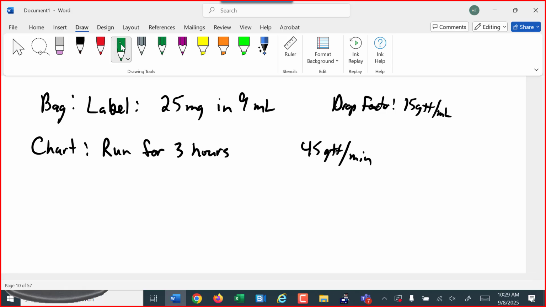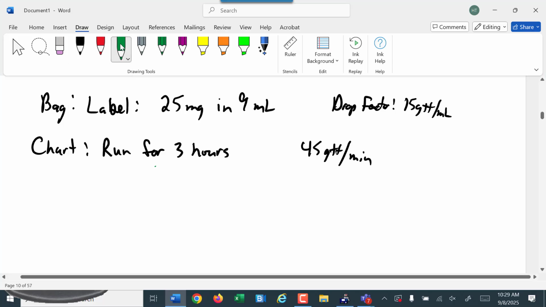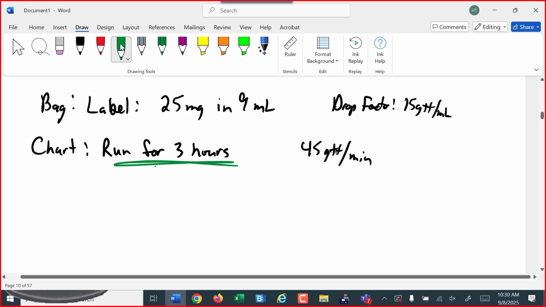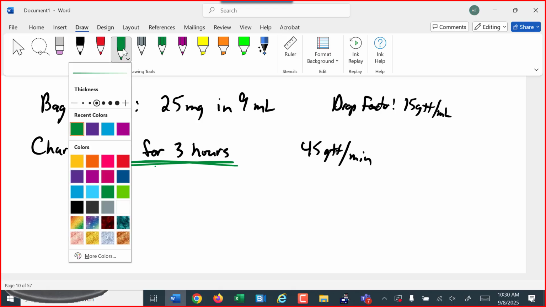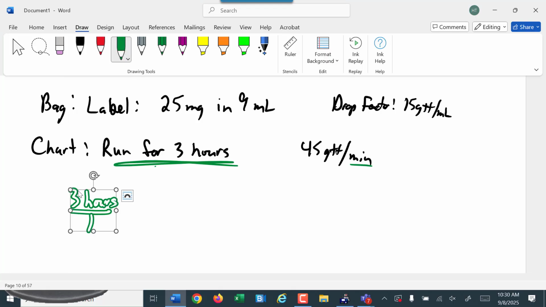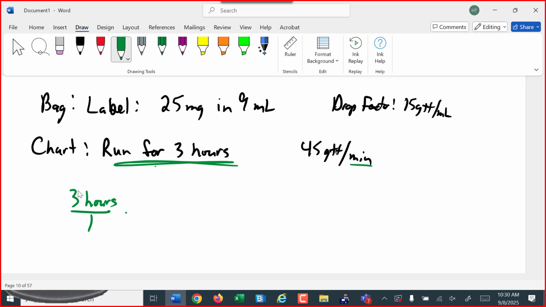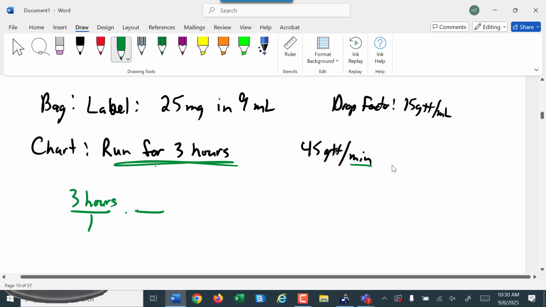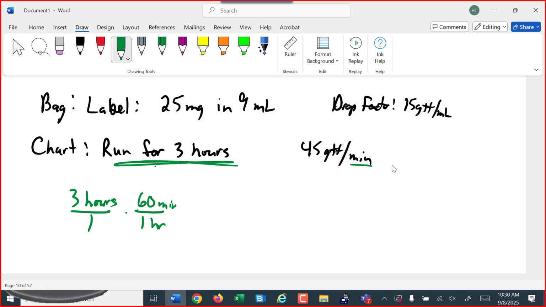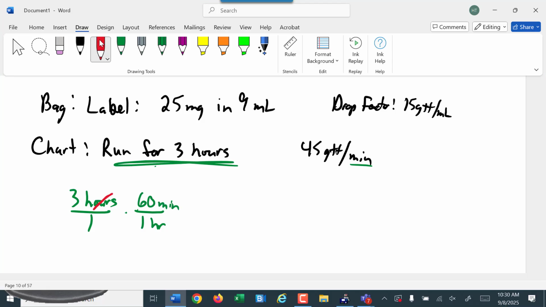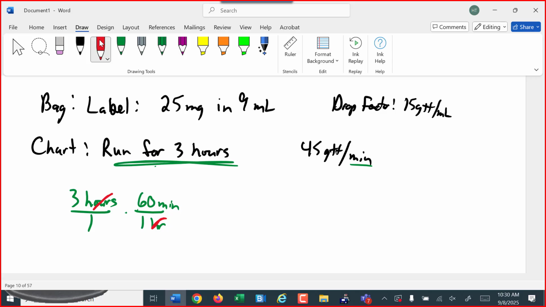I am actually going to go ahead and start with the time, the 3 hours. I usually prefer to start with a number that's by itself, that's not a rate. So I'm going to put 3 hours over 1. Now my only other time here is minutes, so I have to get rid of the hours. So I'll put 1 hour on bottom, that's 60 minutes. Since hours were on top, I had to put it on bottom this time to cancel it.